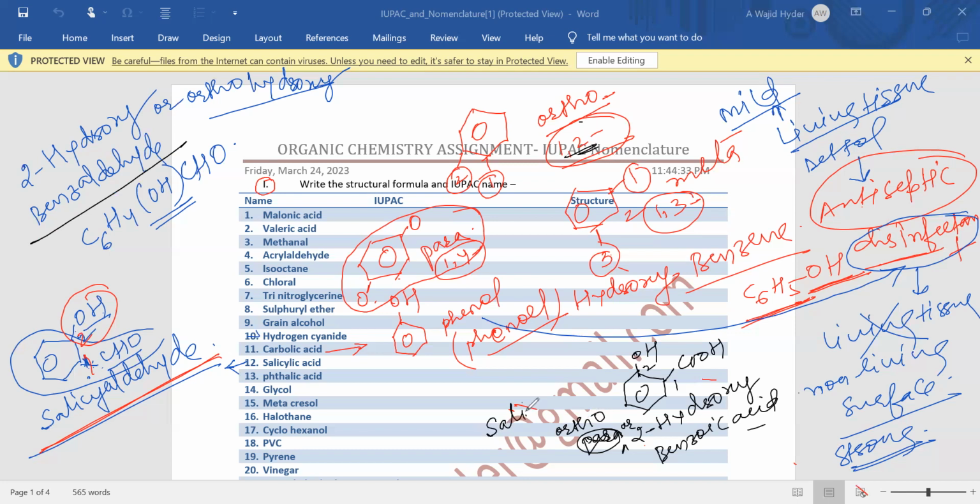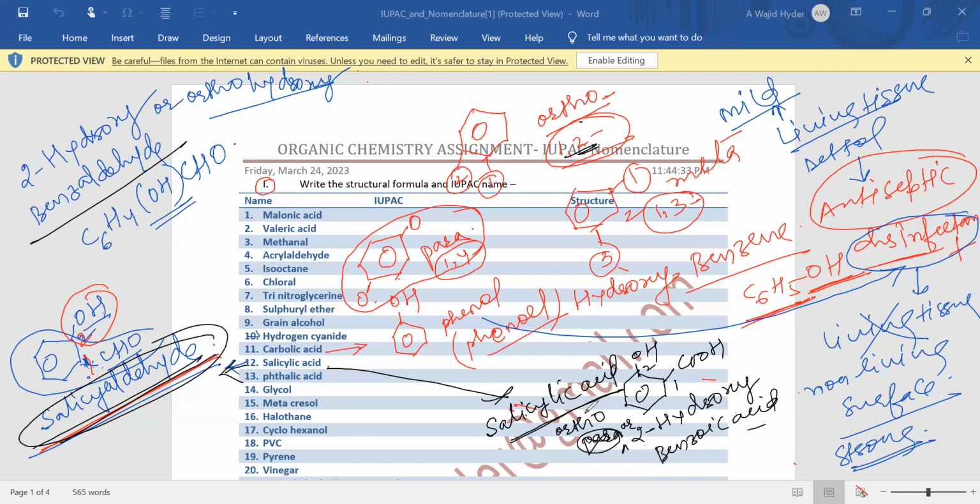That is called salicylic acid. What is its common name? Salicylic acid. Here it was salicylaldehyde, and this is salicylic acid. So if they ask you salicylic acid, the answer will be this. This is salicylaldehyde, or 2 hydroxy or ortho hydroxy benzaldehyde. And 2 hydroxy or ortho hydroxy benzoic acid is called salicylic acid. So we should know both salicylaldehyde and salicylic acid. But OH and CHO or COOH must be at the ortho position. Then only it will be salicylic acid. Fine? Should I clear this all?